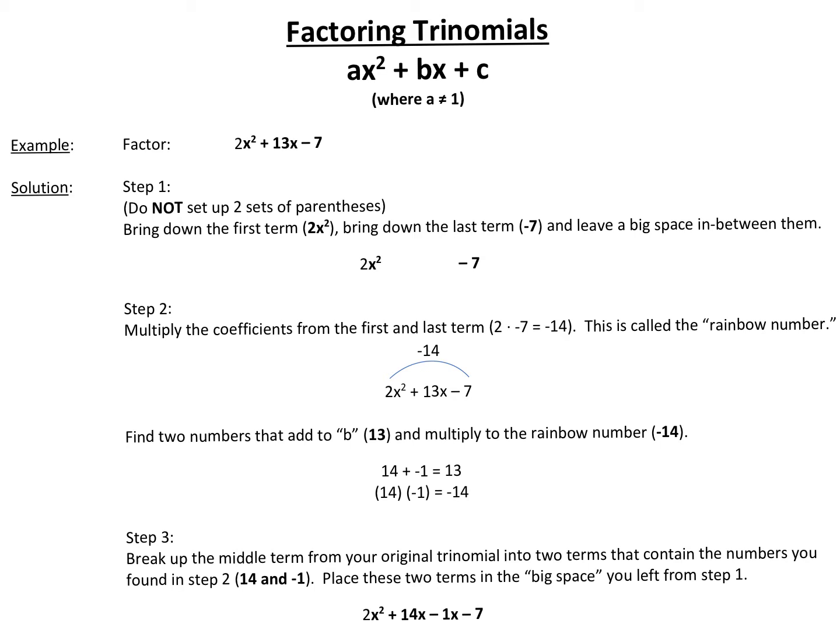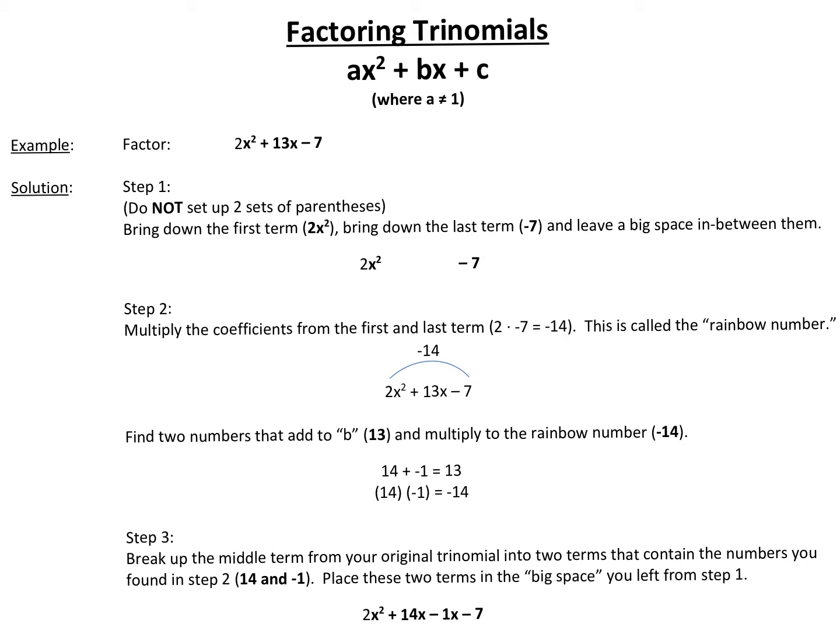Now, what you do not want to do, I'm going to emphasize this, you do not want to set up two sets of parentheses like we do when this is a 1. When the number in front of the x squared is a 1, that's when you set up two sets of parentheses. When it's anything other than 1, what we do is we bring down our first term, we bring down our last term, and we leave a big space in the middle. And the reason why we leave a big space is because we're actually going to put two terms here in the middle instead of just 1.